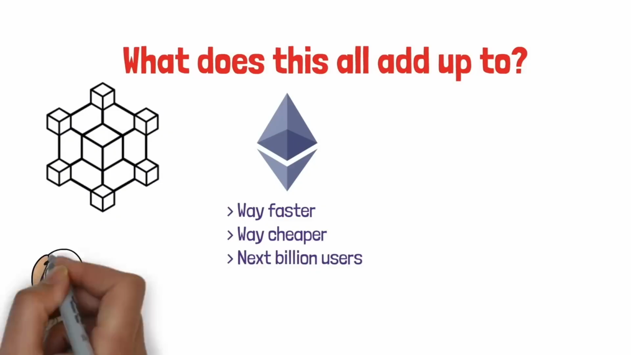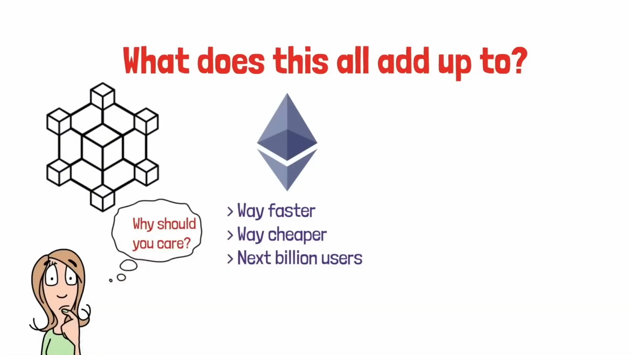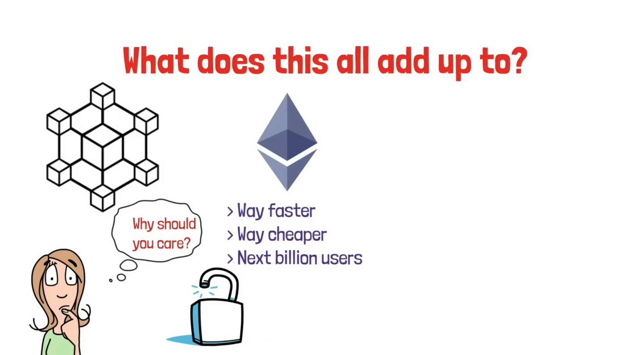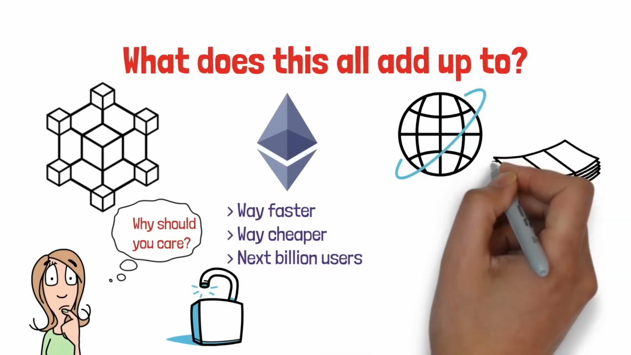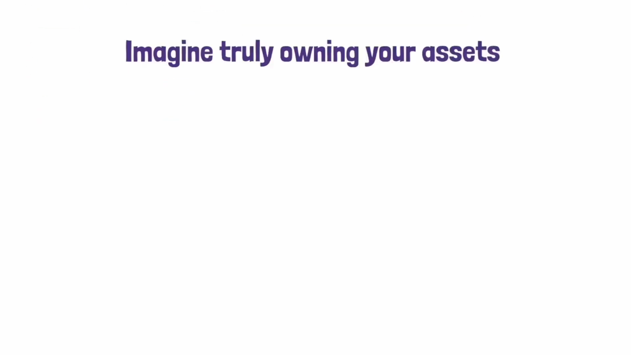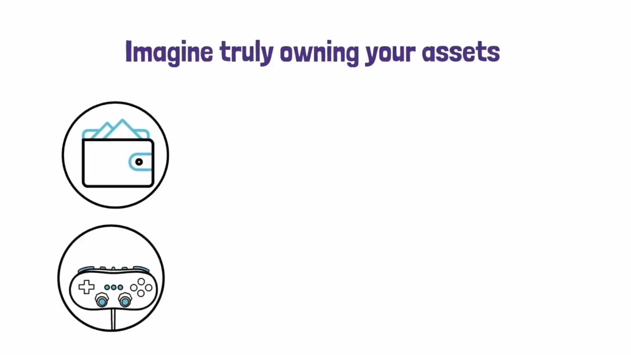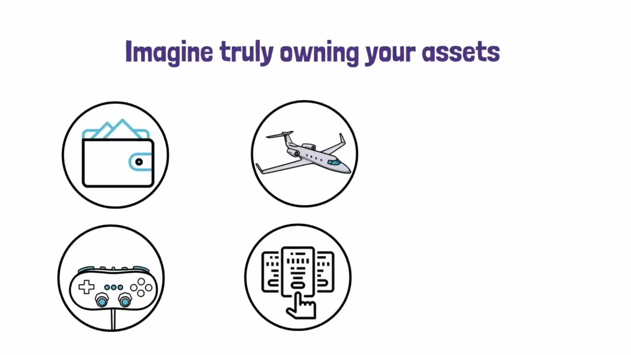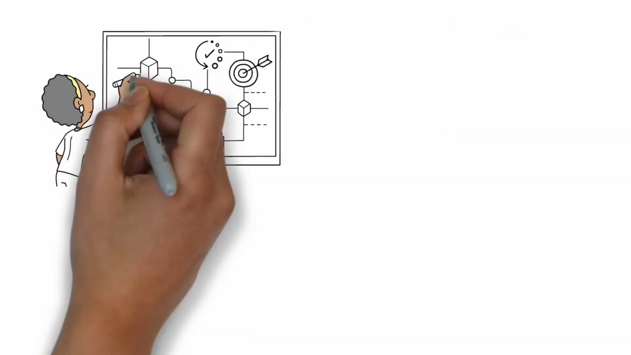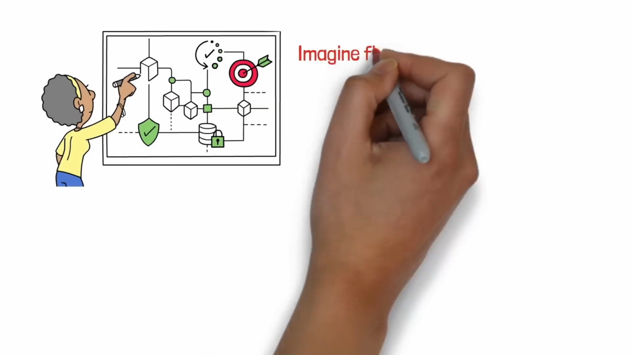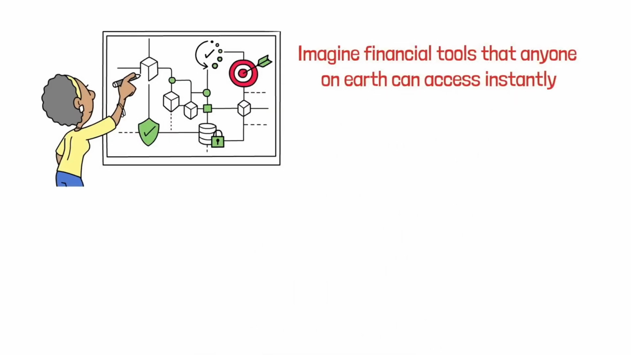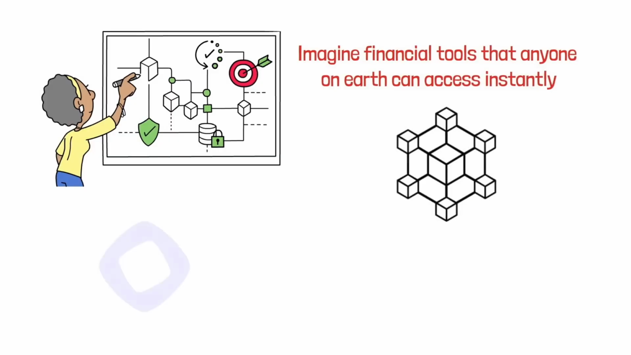No compromises. Why should you care? Because this kind of speed and scale unlocks things that just aren't possible today. Imagine sending money globally in a second for a fraction of a penny with low fees and no middlemen. Imagine truly owning your assets, bank accounts, game items, airline miles, subscriptions, all directly controlled by you, not a corporation. Imagine no lock-in. Switching apps or services is seamless. And imagine financial tools that anyone on earth can access instantly and permissionlessly. This is what blockchain makes possible, and it's what Monad is bringing to you.